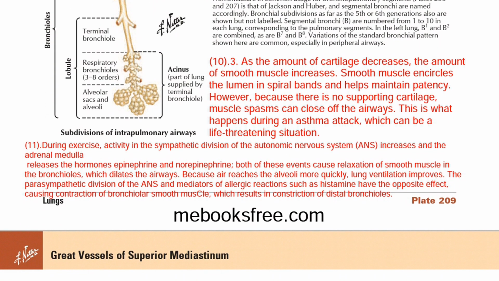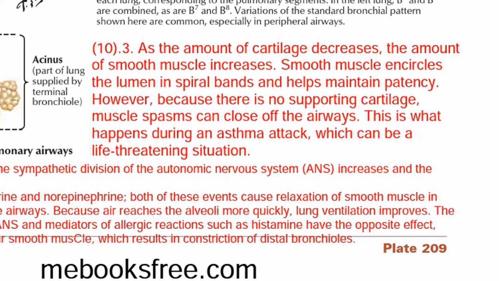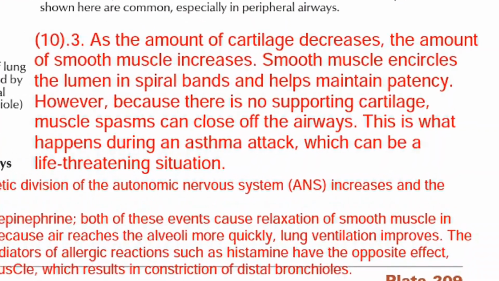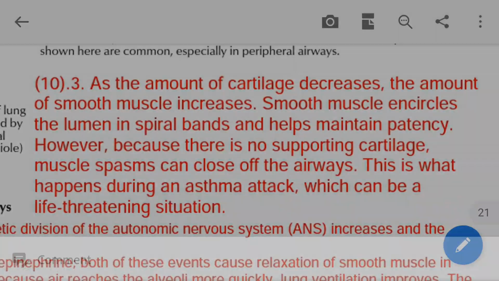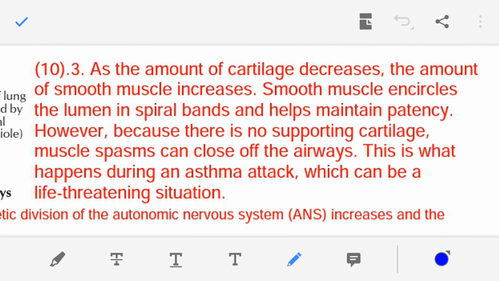Now we are discussing the 10th point. In the 10th point, what is written is that in the bronchioles the amount of cartilage has decreased, and the amount of smooth muscle, as I told you earlier, increases. Now what is this smooth muscle doing? It is present around the lumen, that means encircling the lumen, in the form of a spiral band.